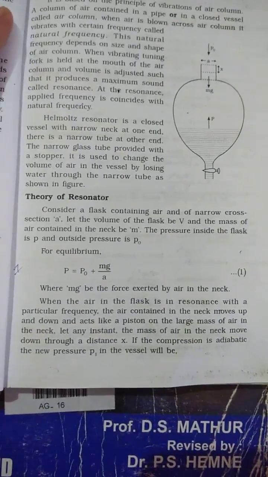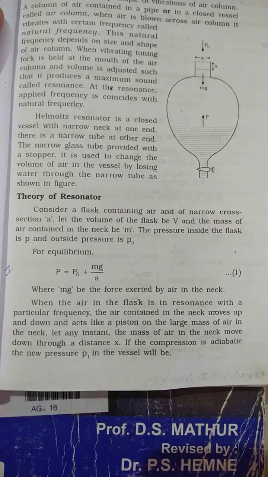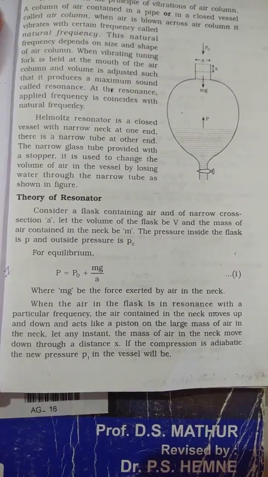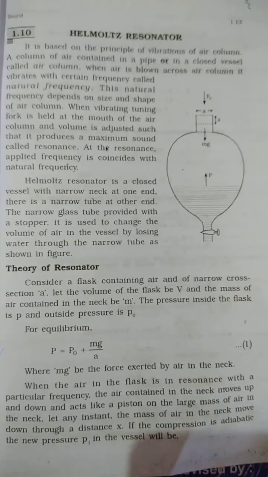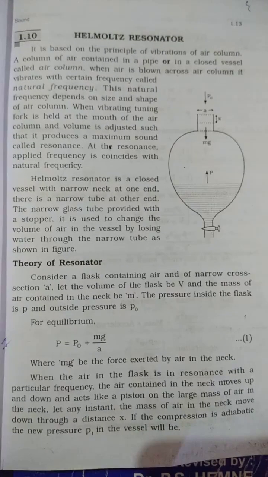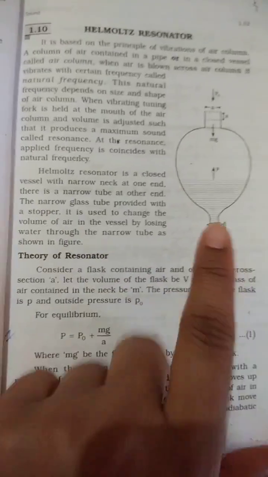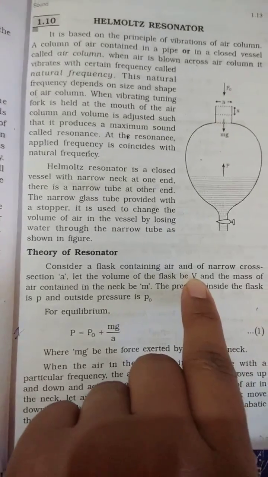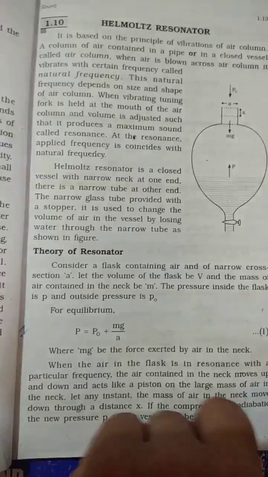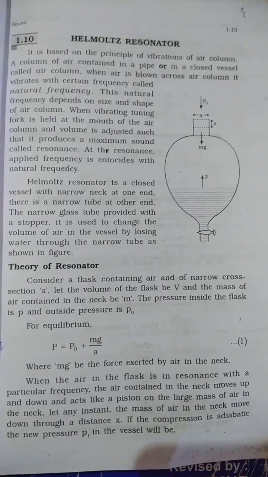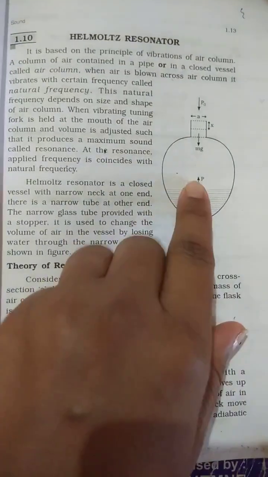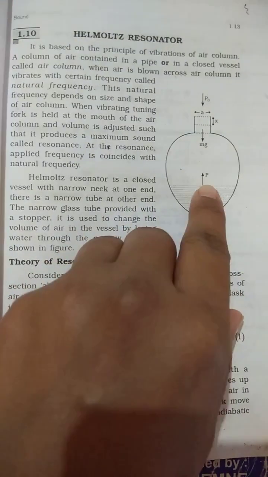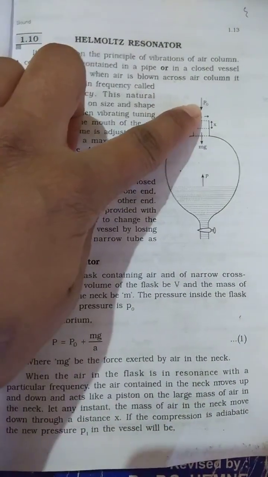Here they have given: consider a flask containing air and of narrow cross section area A. Here they have considered one flask and the cross section area of this flask is represented by A. Let the volume of the flask be V, the capital V mentioned here. And the mass of air contained in the neck is M. The pressure inside the flask is P, and the pressure outside is P0.